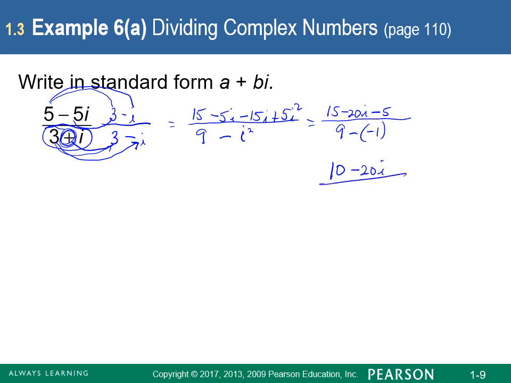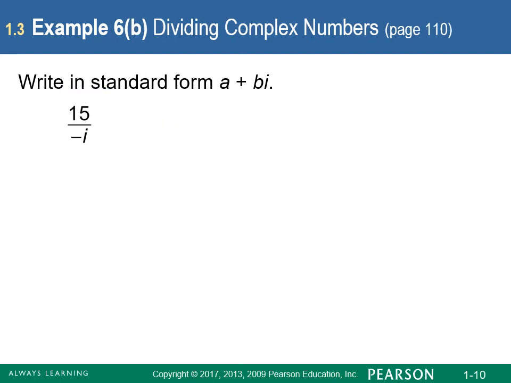And 9 minus negative 1 is 9 plus 1, which is 10. We had a problem similar to this earlier. The 10s would be put together, and the 20i and 10 would be put together. Well, that's what our answer is going to look like. Try it on your calculator and see, do you come up with that?